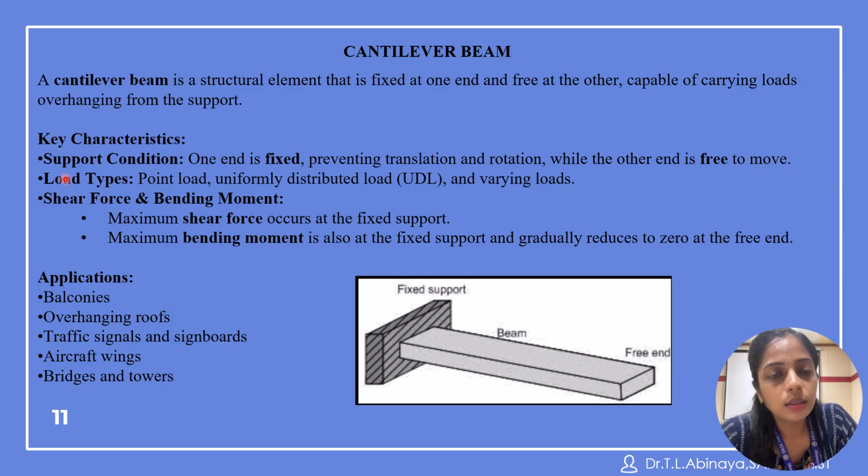Free to move. It can carry a point load, uniformly distributed load, and varying load. So these are the types of load it can be carrying. As for shear force and bending moment, the maximum shear force occurs at the fixed end, and the maximum bending moment is also at the fixed end, gradually reducing to 0 at the free end. Applications where this type of beam is used include balconies, overhanging roofs, traffic signals and signboards, aircraft wings, bridges and towers.